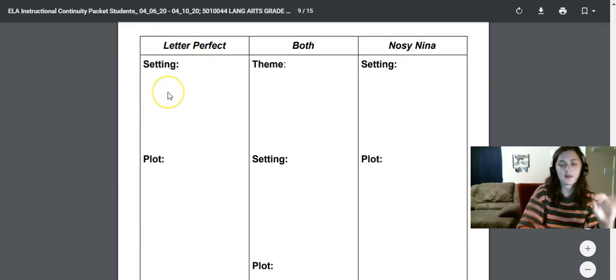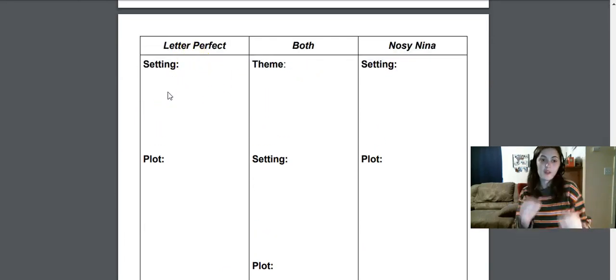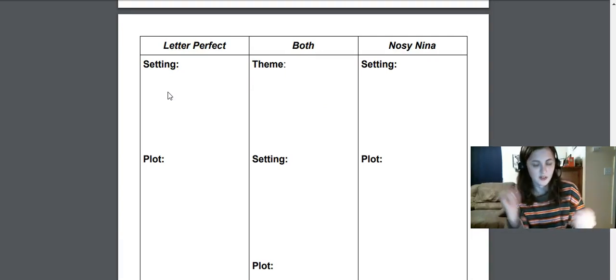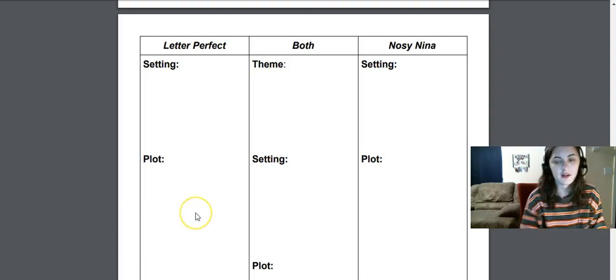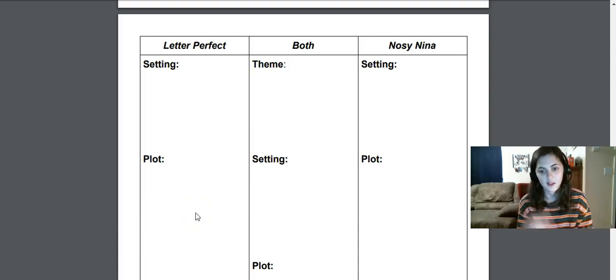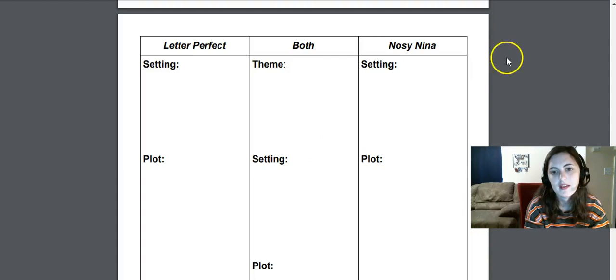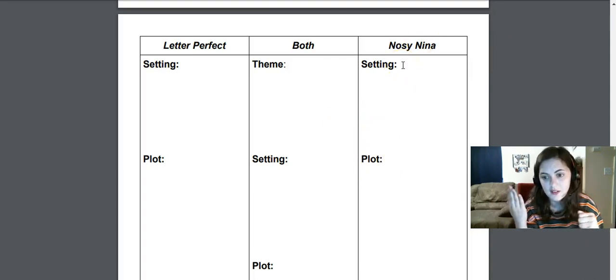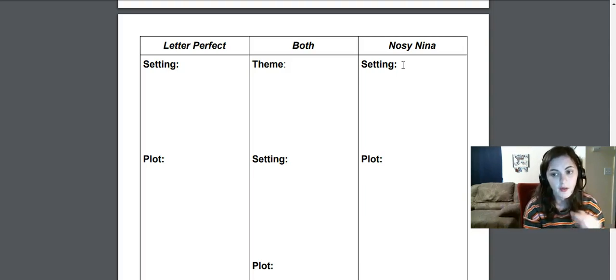So you're going to be talking about just the setting that's only in Letter Perfect. What's in Letter Perfect that isn't in Nosy Nina? And then here you're going to be talking about the events in Letter Perfect that aren't in Nosy Nina. Same goes for this one here. For Nosy Nina, you're going to be talking about the setting that's in Nosy Nina that's not in Letter Perfect. So they both take place at a school. I would put that in the middle. I wouldn't put that here.